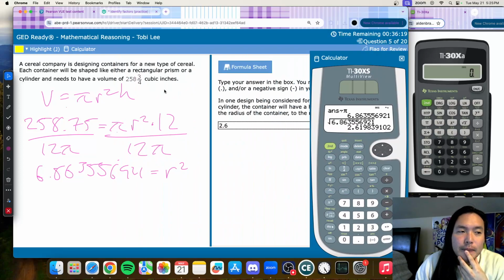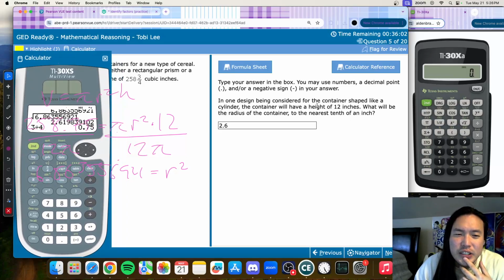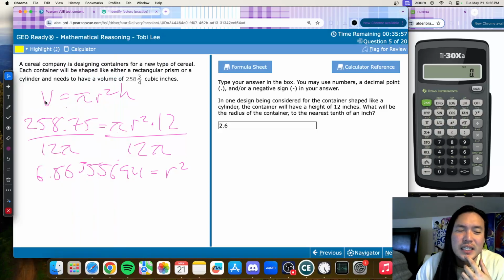Again, we have a cylinder. Volume, 258.75. 0.75 is the same as 3/4, right? Definitely, if you don't know that, just ask the calculator. 3 divided by 4 is literally 0.75. And then here they're saying we have a cylindrical container, height 12 inches. You can use the formula sheet to find that the volume is equal to pi times r squared times h.